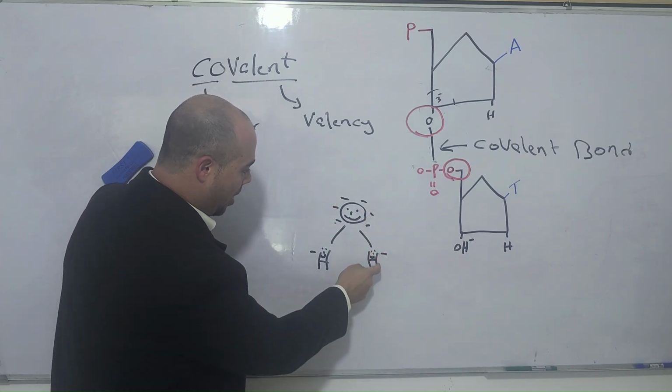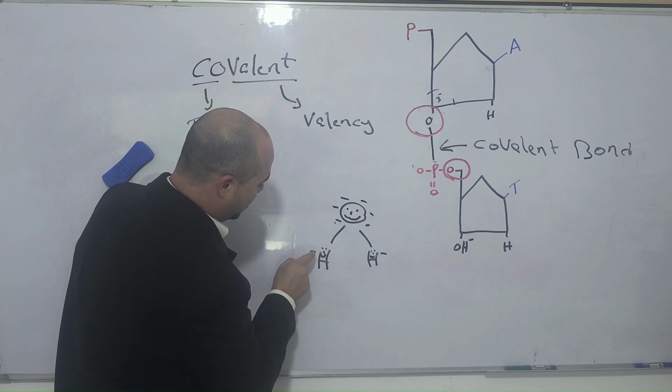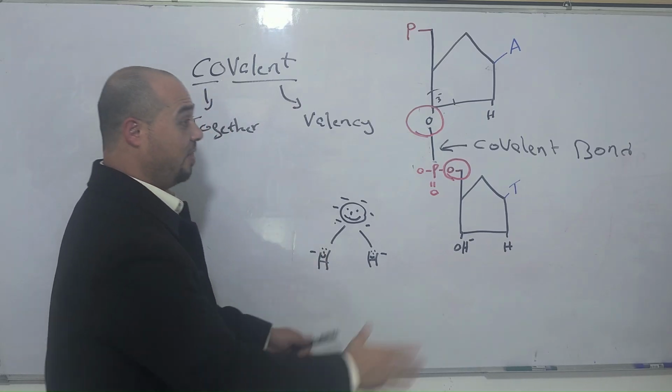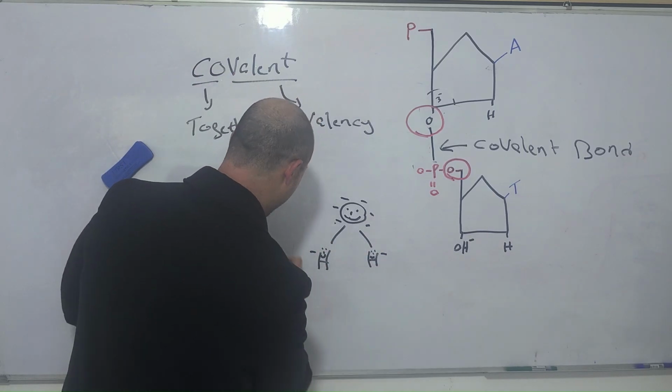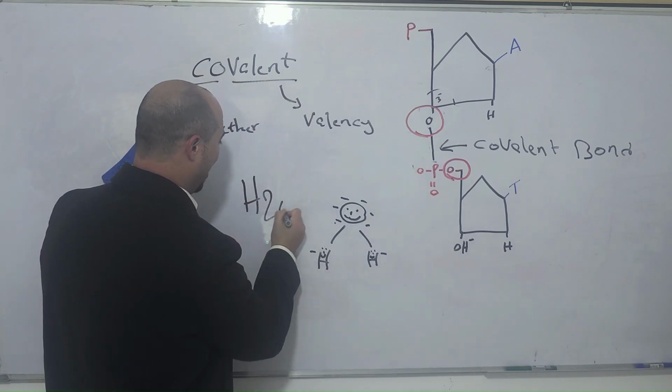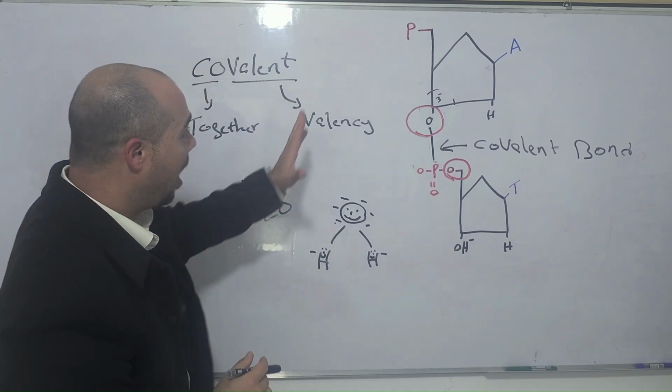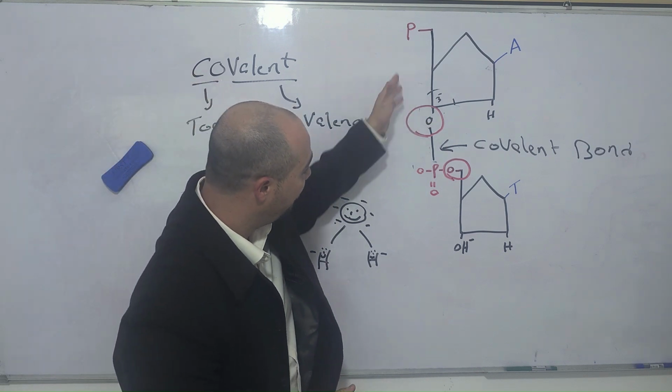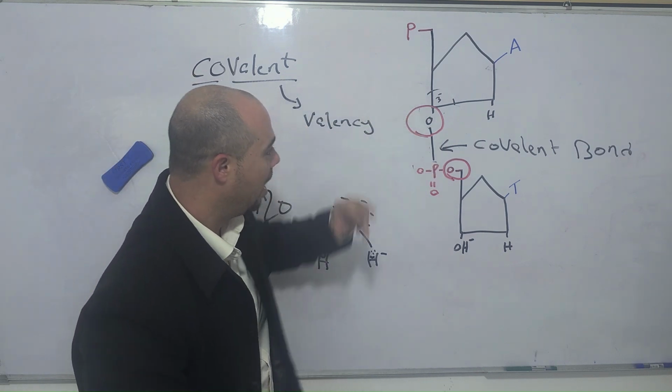Oxygen's happy. What about hydrogen? 1 electron, 2 electron, and this one, 1 electron, 2 electron. So they're sharing. This is called covalent bonding. Okay? And eventually you get something like water. Okay? What about phosphate? What about the phosphate and the oxygen here?